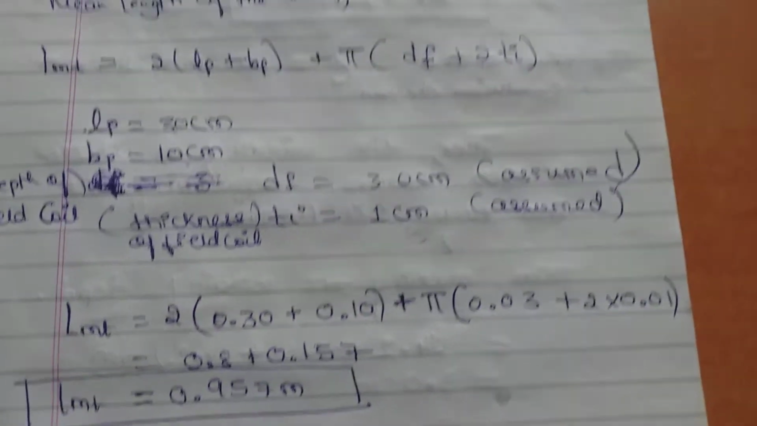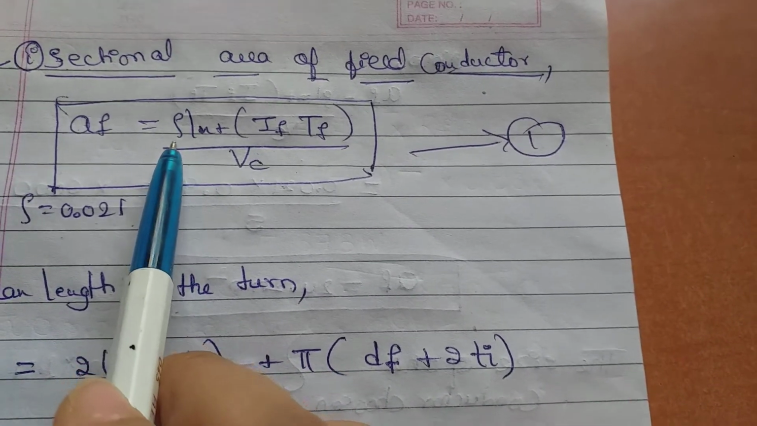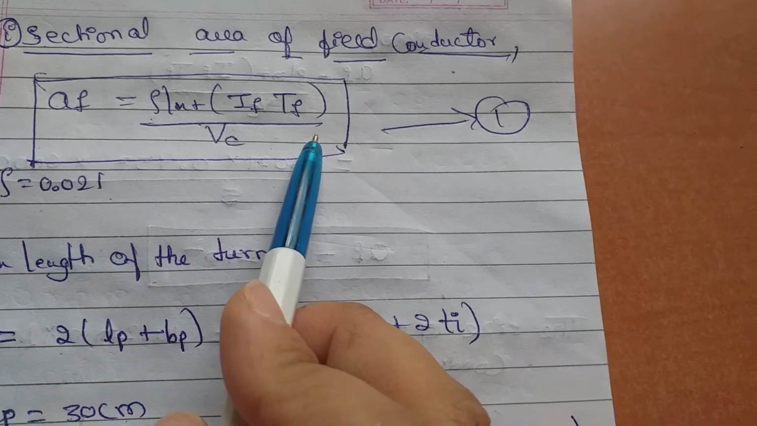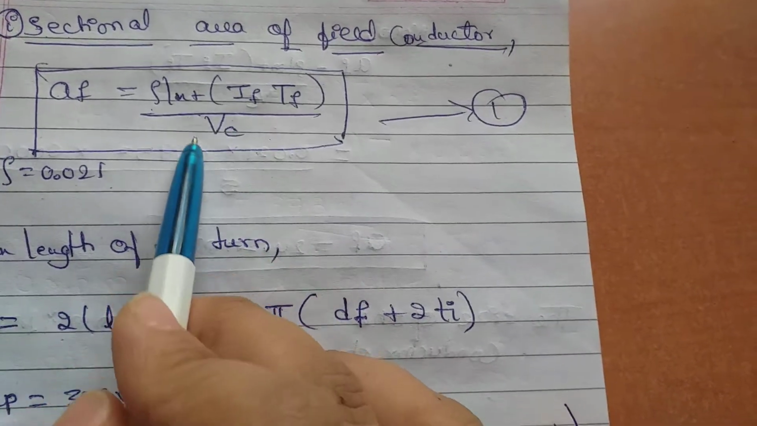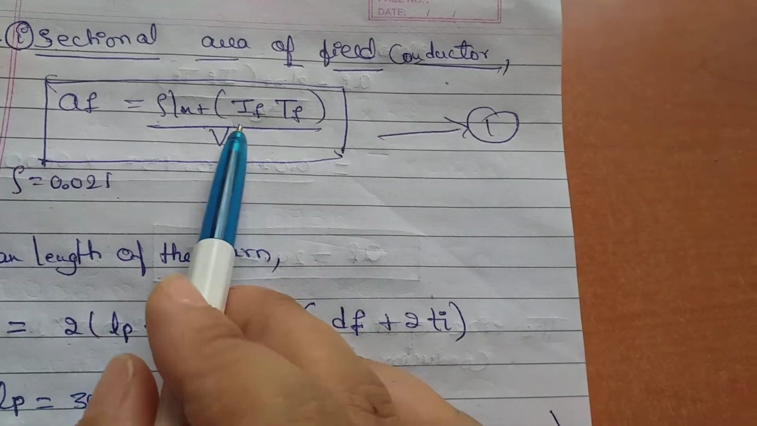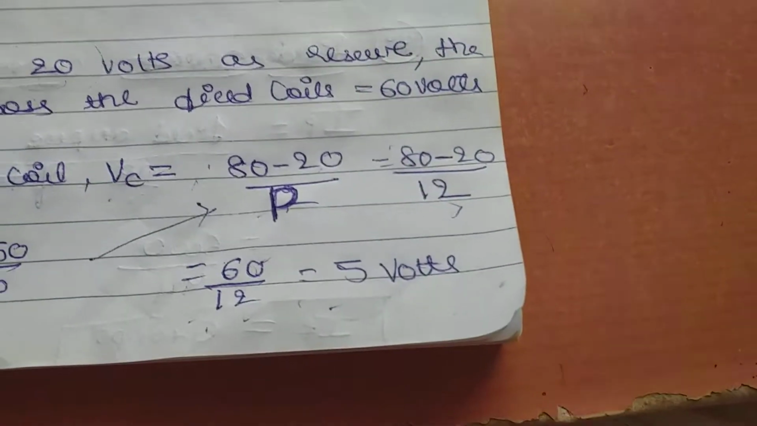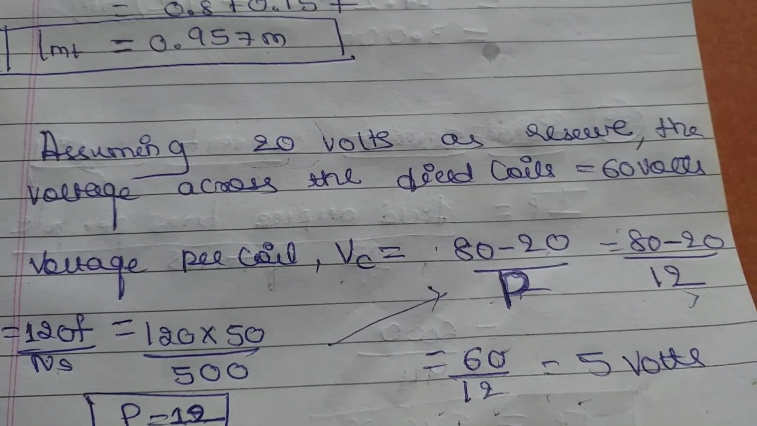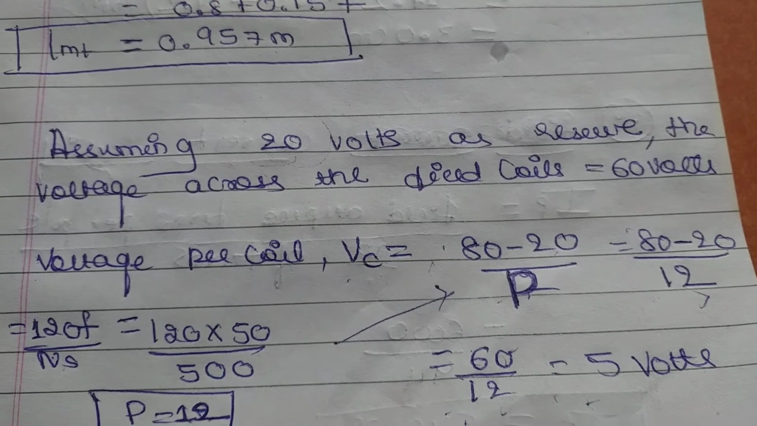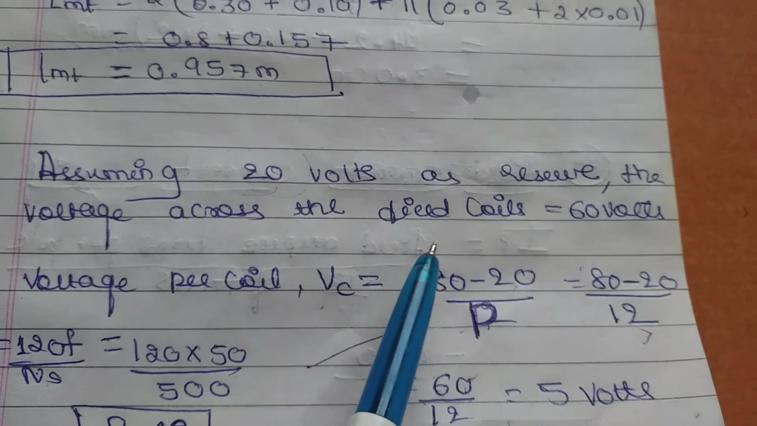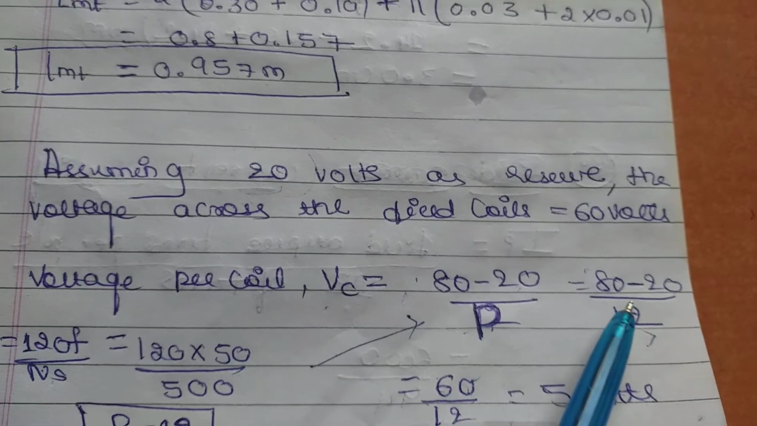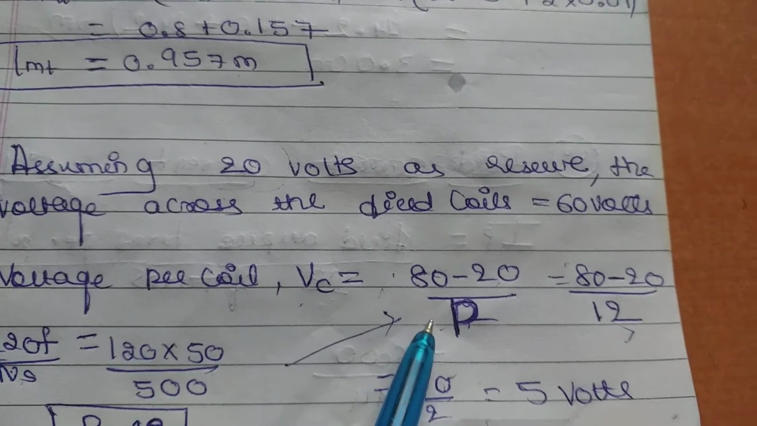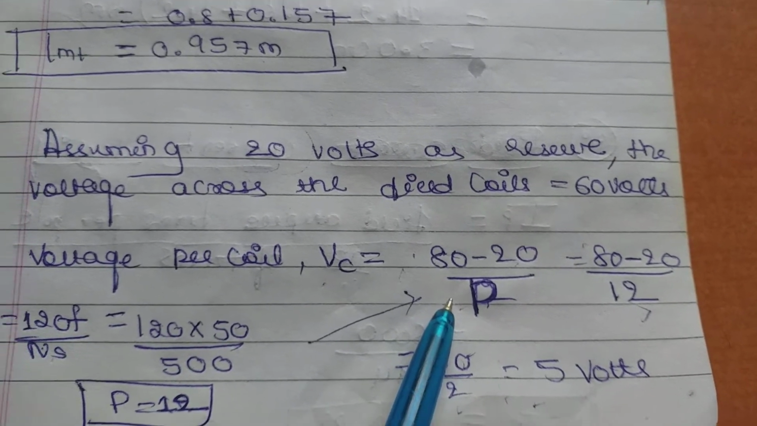Rho value is constant, and we have got the LMT value. IF is already given in the problem, which is 6000. Next our aim is to calculate VC, the excitation voltage. To calculate VC, in the case of a synchronous generator 20 or 30% voltage is assumed as a reserve. Here we have taken 20. So 80 is already given, minus 20, we are getting 60, divided by the number of field coils, which is equal to the number of poles here.